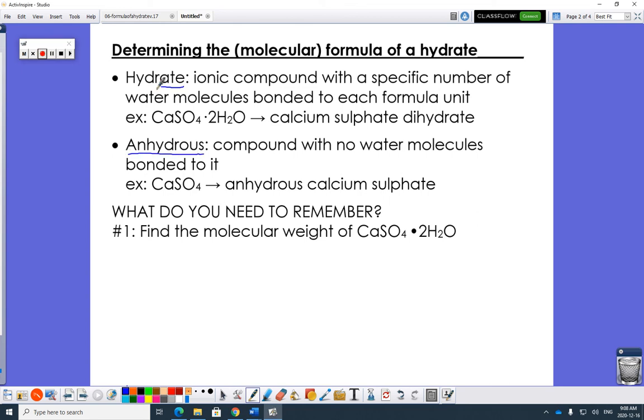Like antacid, AN, means without acid. Anaerobic, if you're a biologist, without oxygen, versus aerobic, which is with oxygen. So that AN prefix means no, so no water, okay? And so if you want, we can review how to find the molar mass or molecular weight of a hydrate. So again, you want to add the water weight or mass to this ionic compound.